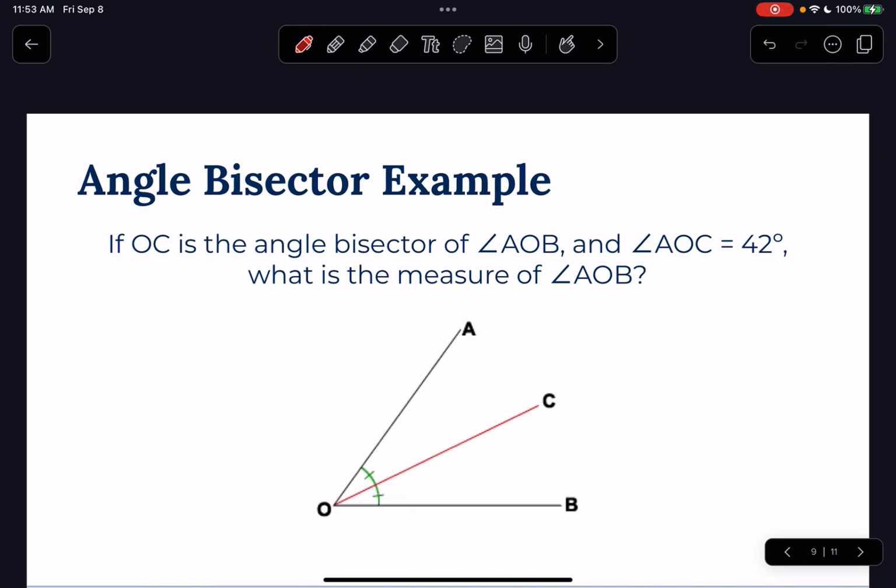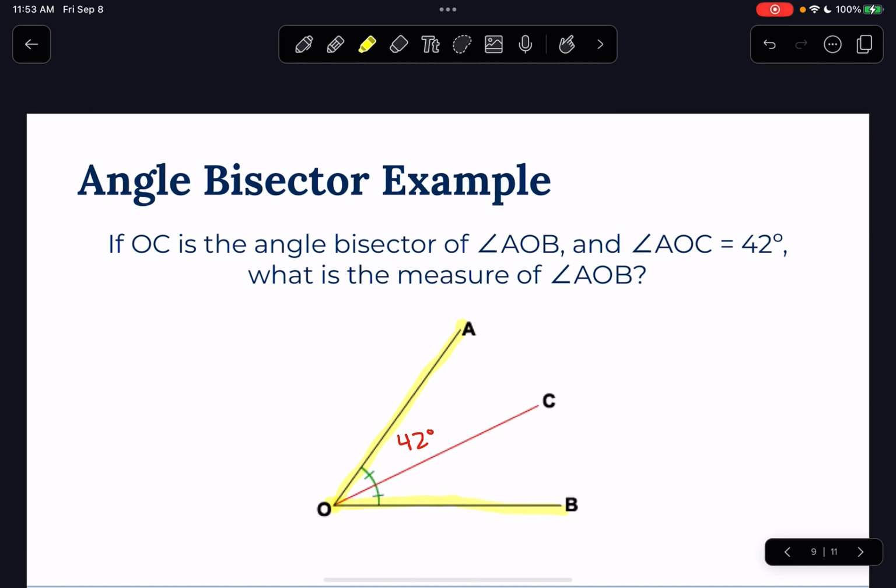So we're going to use some examples using that knowledge of angle bisectors. So if OC is the angle bisector of our angle AOB, and AOC is 42 degrees, I'm going to label this 42 degrees. What is AOB? What is my entire angle here?